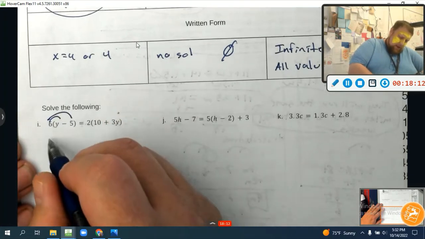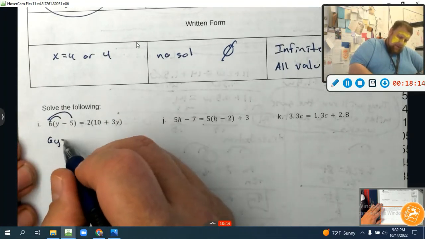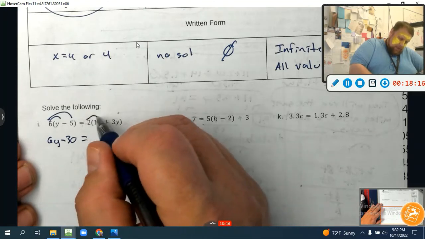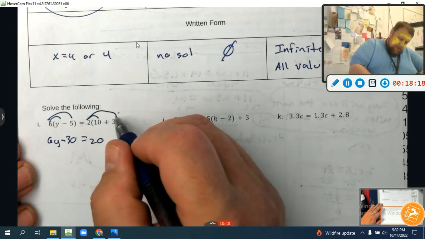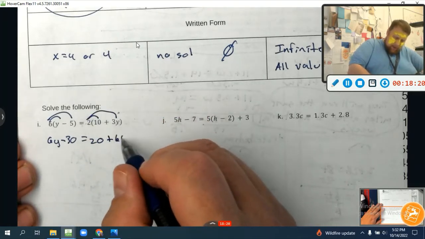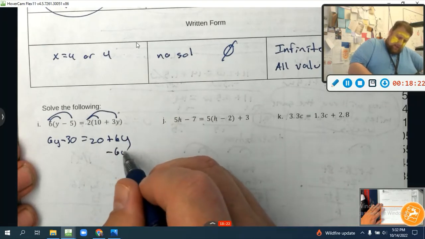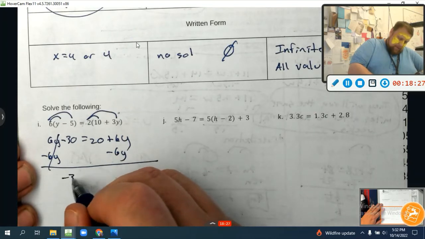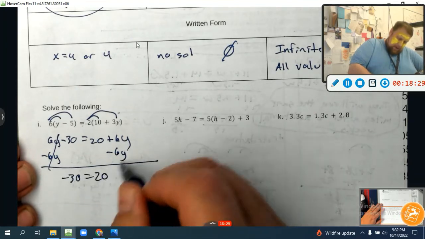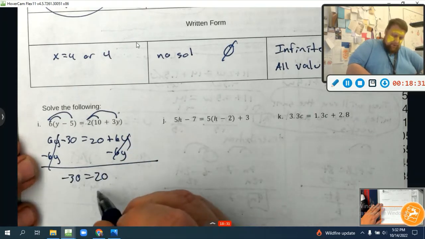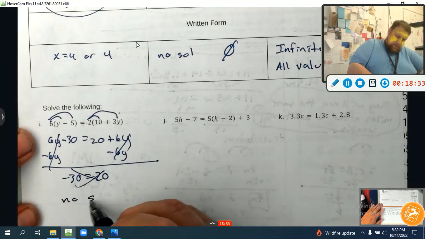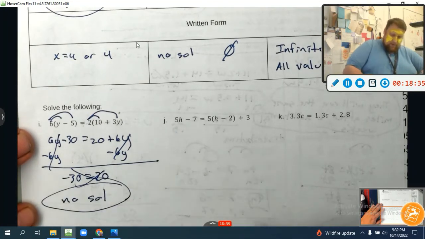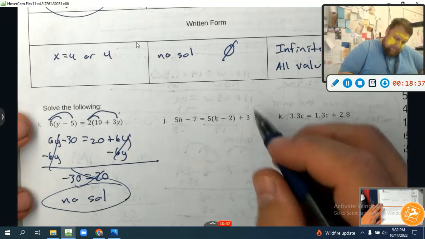Distribute 6 times y is 6y. 6 times negative 5 is negative 30 equals 2 times 10 is 20. 2 times 3y is plus 6y. Let's subtract 6y from both sides. And what do we get? Negative 30 equals 20. Is that true? Nope. So this is no solution. Let's try the next one.